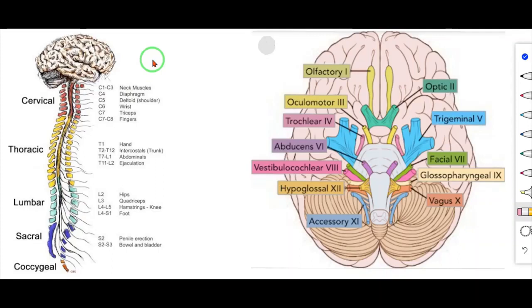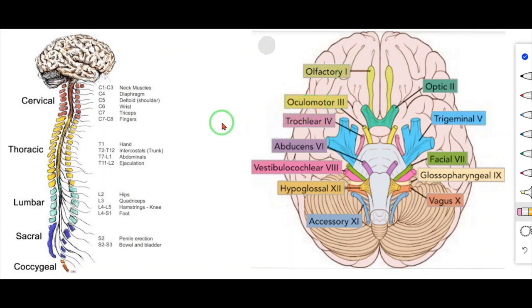Let's see the peripheral nervous system. The peripheral nervous system is formed by the nerves arising from the brain and the spinal cord. Now the nerves arising from the brain are called cranial nerves.